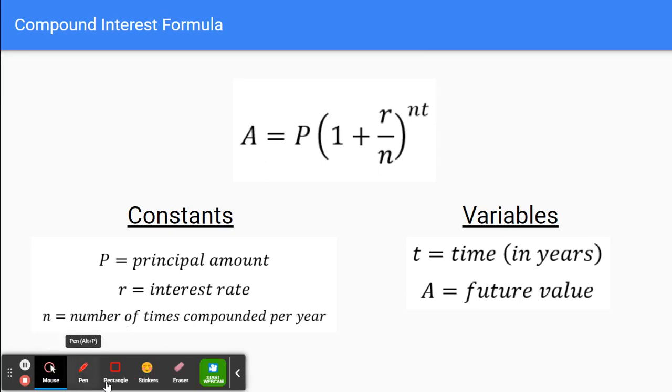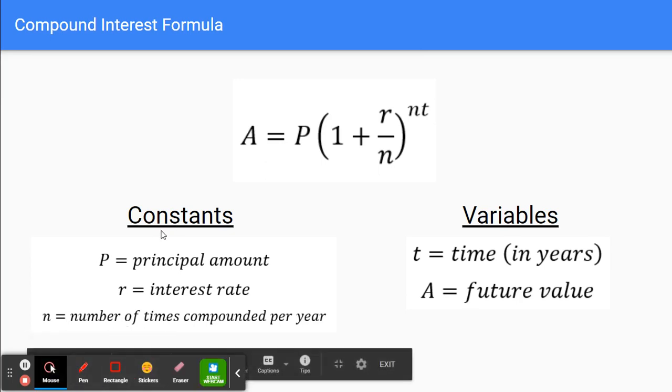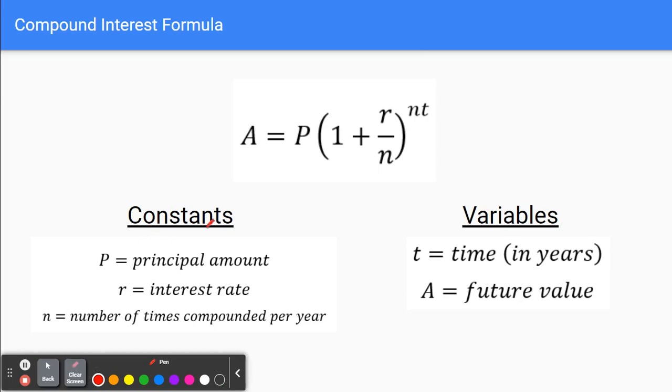So the pieces are the constants. Okay, so these are values that we're going to fill in based on the equation that's given or the problem that's given. P is what's called the principal amount. That's the initial amount that you are investing. R is your interest rate. And just like we did with exponential growth or decay, that interest rate will be written as a decimal, not as a percentage.